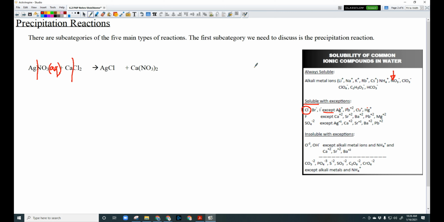So here it's bonded to calcium. So calcium is not an exception. So it is going to remain soluble. Okay, so I'm going to put an AQ here because that's aqueous. Now we're going to mix these together.